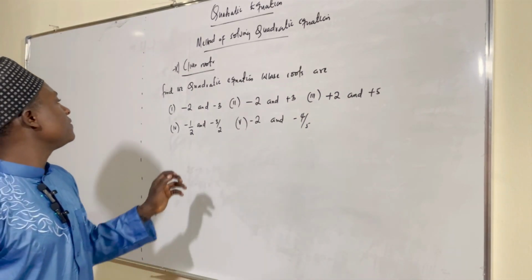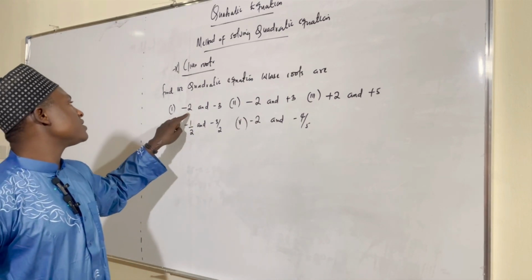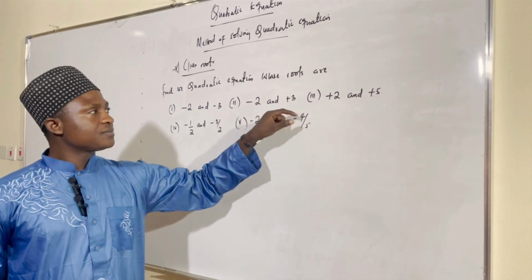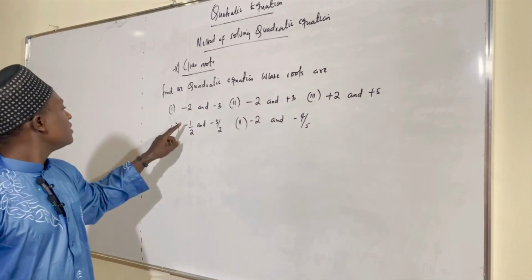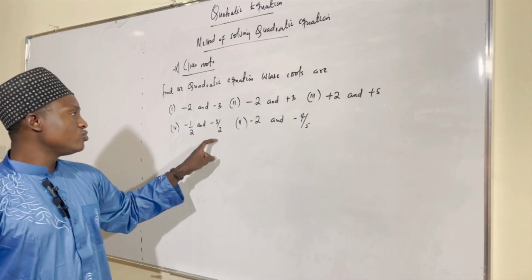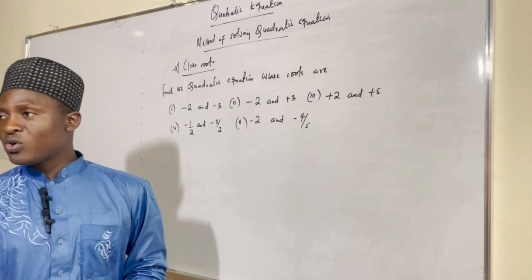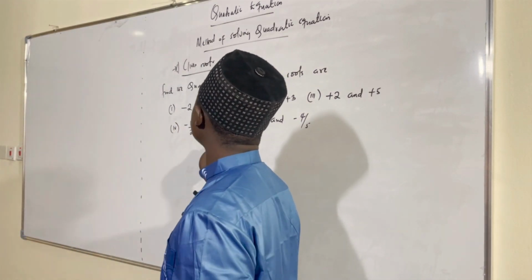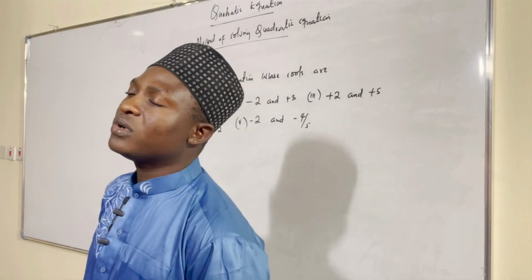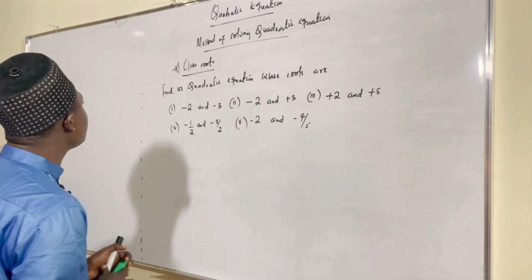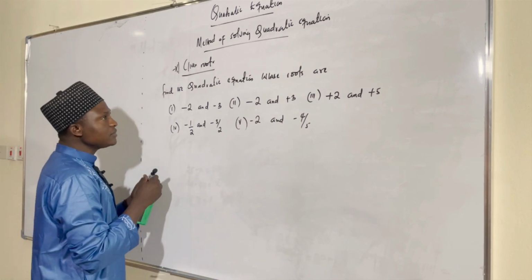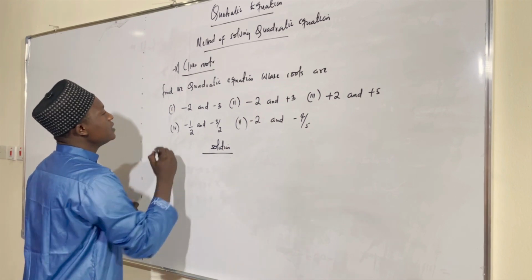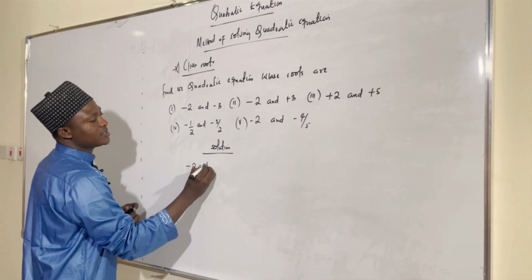So the first one, they say find the quadratic equations whose roots are given as -2 and -3. The other ones are -2 and +3, +2 and +5, -1/2 and -3/2, -2 and -4/5. You can see that in some problems here, this one doesn't have any fractions, and here we have fractions. So I'll be taking them one after the other. Now, the first one, we have -2 and -3.